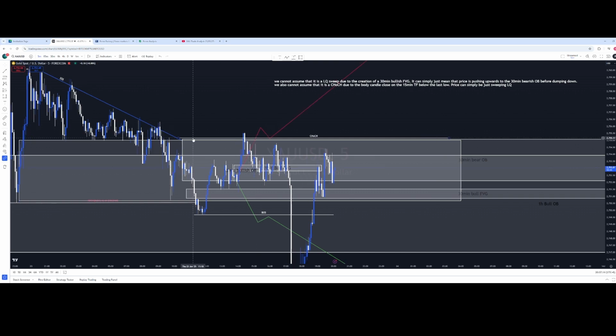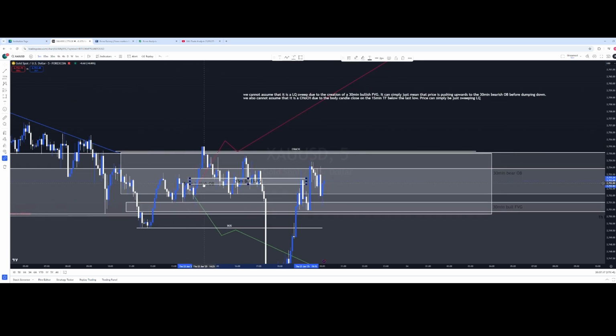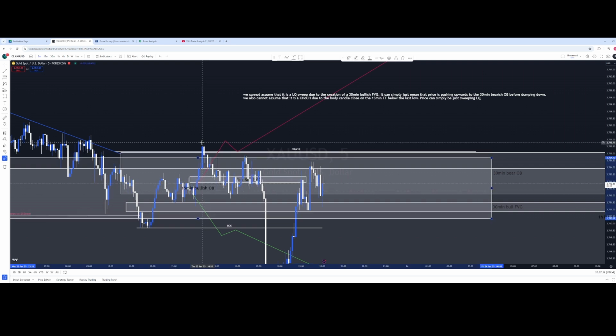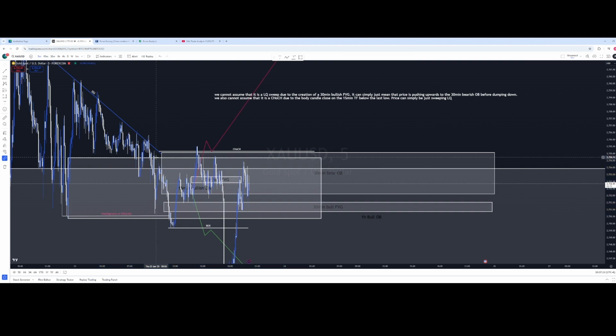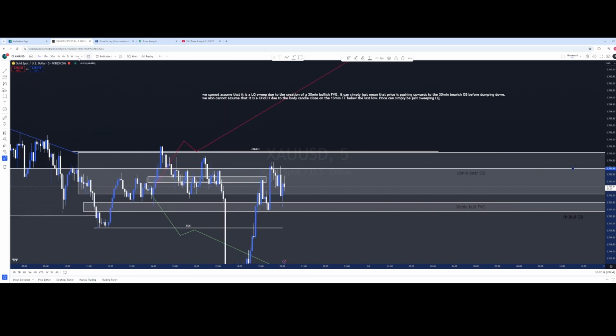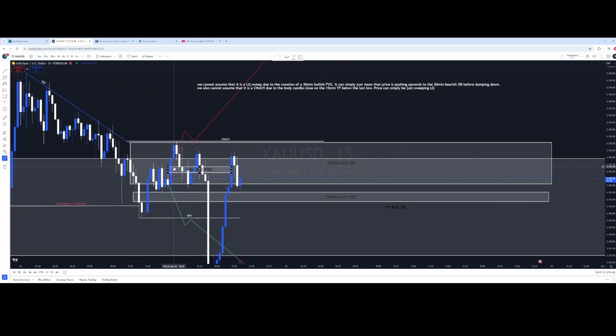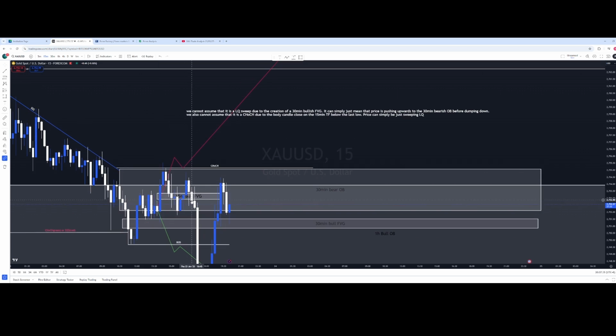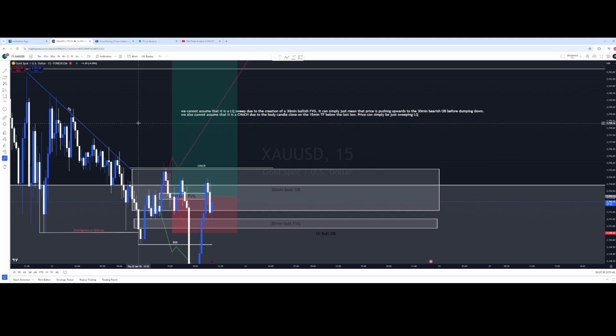I guess we can remove this 15-minute bullish order block since it's inside the 1 hour bullish order block. So we can see that on the 15-minute time frame we have a 15-minute bullish fair value gap where we could enter buys from, and that's where I entered my buy, but I got stopped out. Something like this, I mean way above. But I got stopped out.